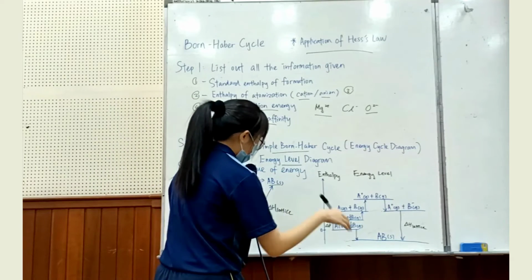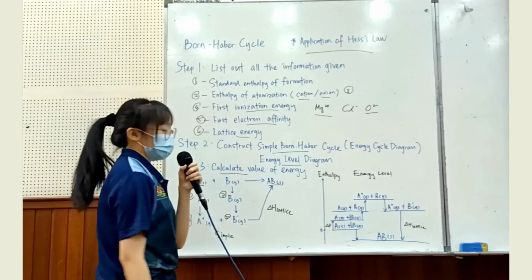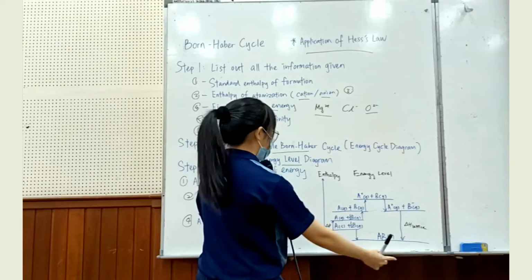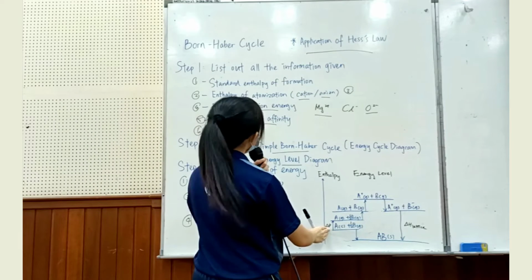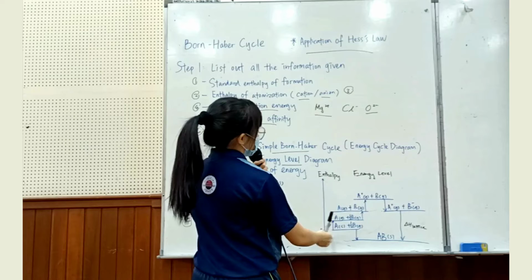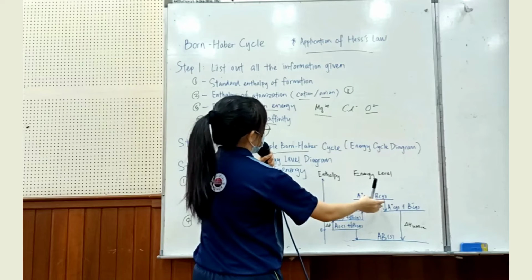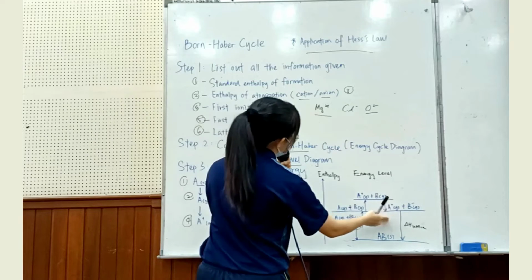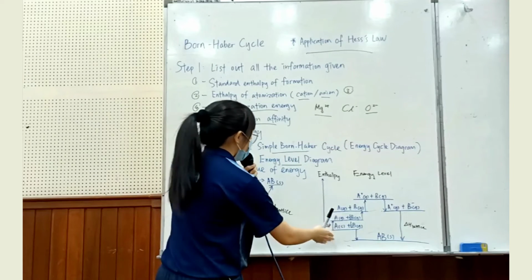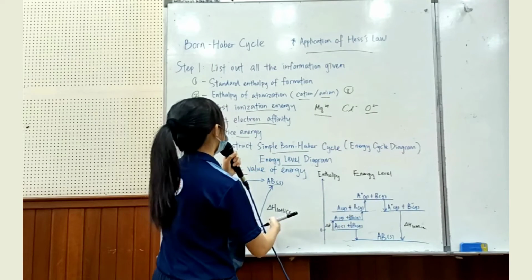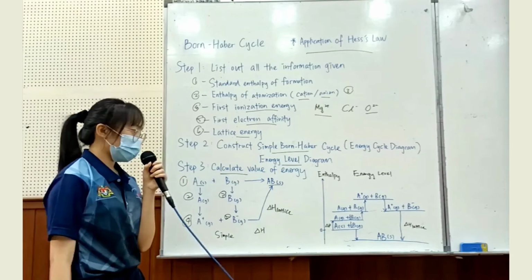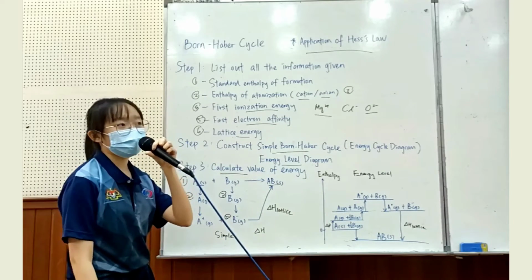After doing all these steps, we will need to write back the equation. We will have this enthalpy of atomization plus the first ionization energy and first electron affinity, then plus the lattice energy, and then all of this equals the standard enthalpy of formation. So that's all for the steps of the Born-Haber cycle.